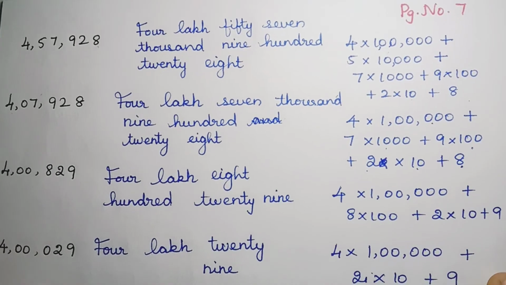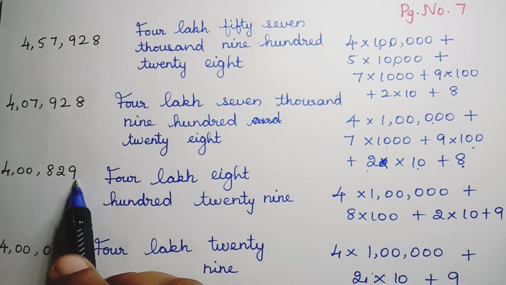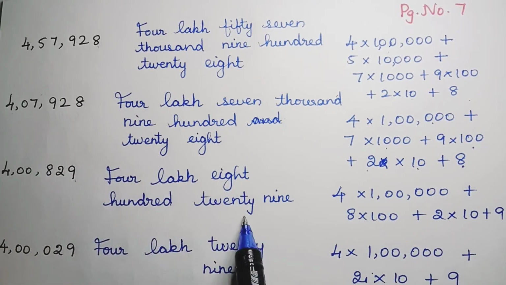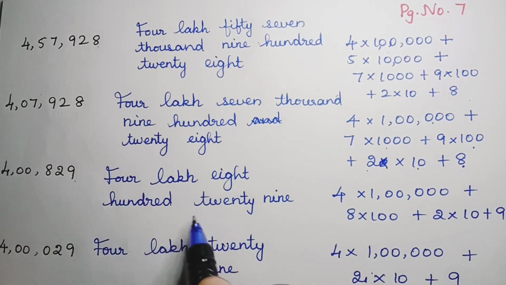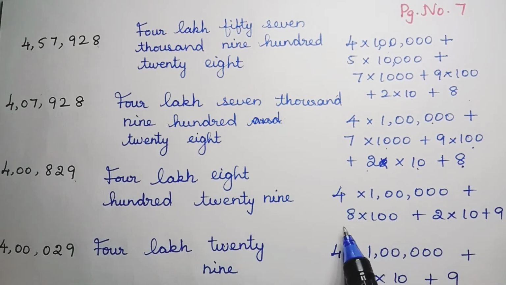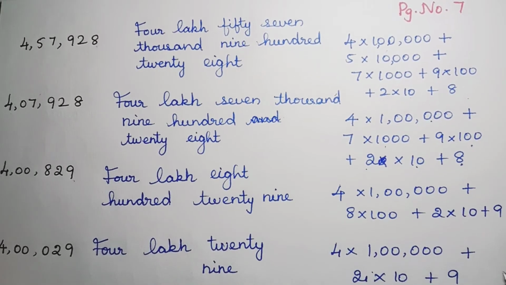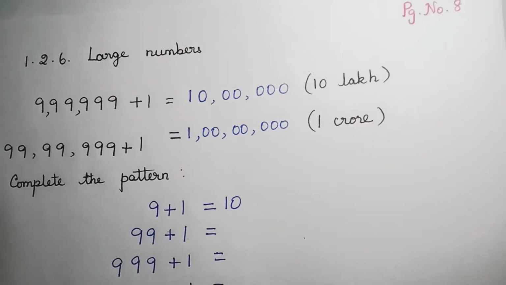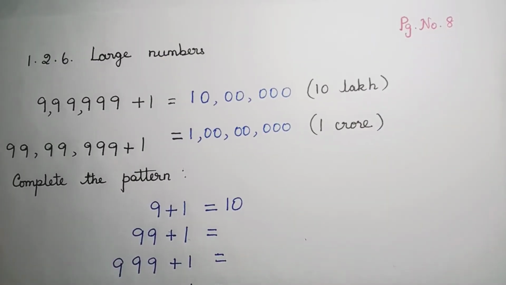Okay, so the next question is 4,829. So don't write "and" here. So 4 into 1 lakh plus 8 into 100 plus 2 into 10 plus 9. So next question is 4,29. So how can you expand this? 4 into 1 lakh plus 2 into 10 plus 9. So we will move to the next large numbers.